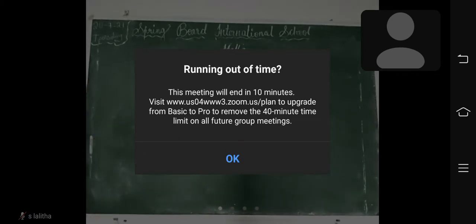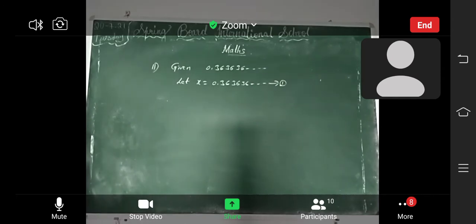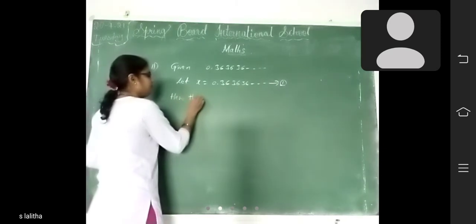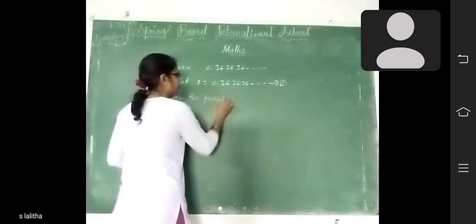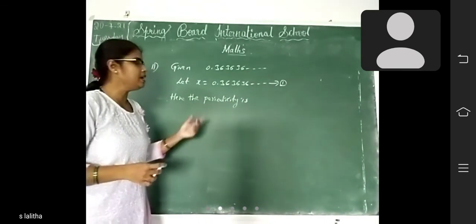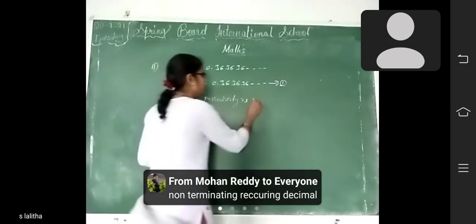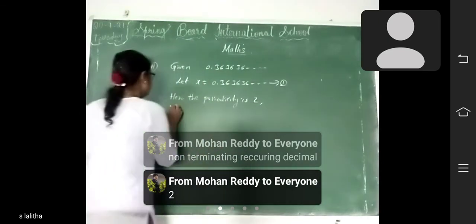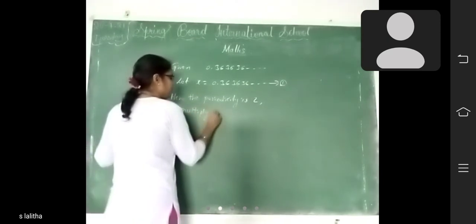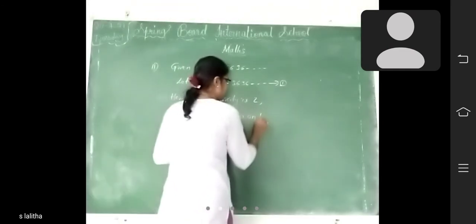Now here what is the periodicity children? What is the periodicity here? Here the periodicity is, how many digits repeated here? 3 6 3 6. So 3 6, 2 digits repeated. So here the periodicity is 2. So multiply equation 1 by 100 on both sides.